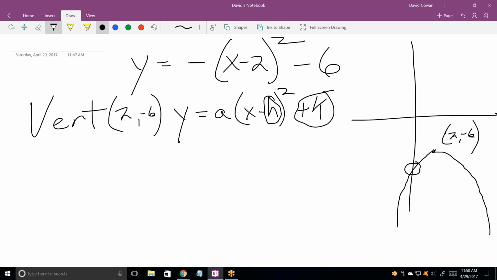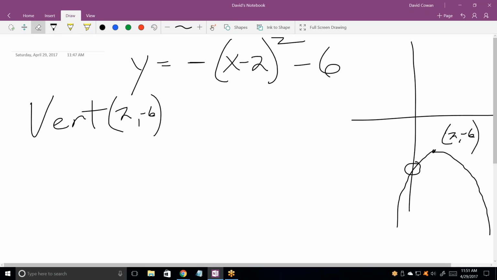Okay. What is that point? That's the y-intercept, which is when x is 0. So plug in 0 for x and tell me what the y-intercept is. 0 minus 2 squared minus 6, y equals -10. Okay, so that point is 0, -10.